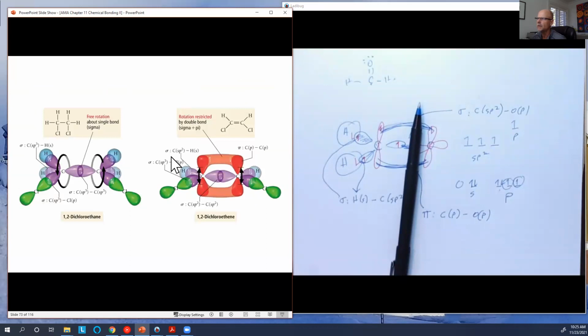Now, why is that important? That's important because in a sigma bond, you get free rotation. So in other words, if I have this molecule, notice a single bond between these 2 carbon atoms, that's just a single sigma bond, and that can rotate. So this molecule has free rotation. On the other hand, if I have a double bond, notice that the overlap is here and here. If this starts to rotate, it would break that double bond. So here you have restricted rotation.